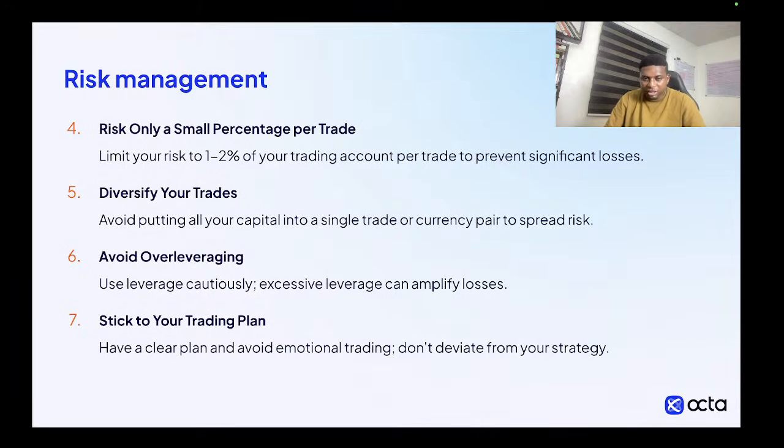7, you have to stick to your trading plan. It's important that you have a clear plan and avoid emotional trading. Don't deviate from your strategy. Focus on your strategy. That is very, very important.